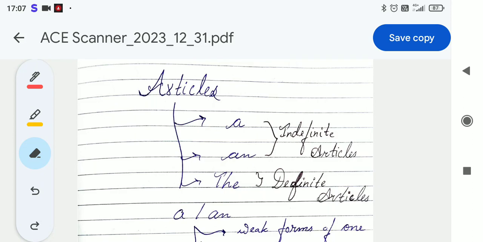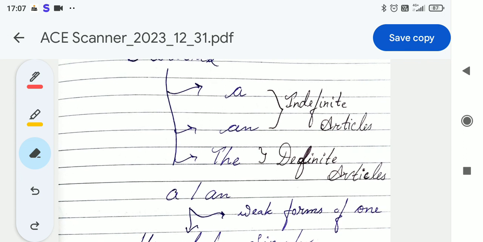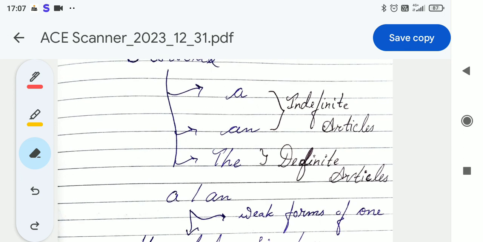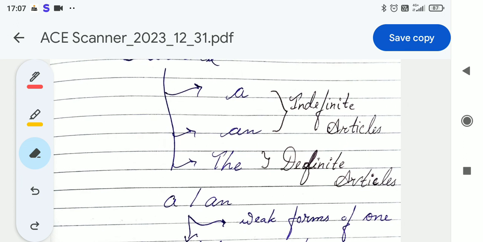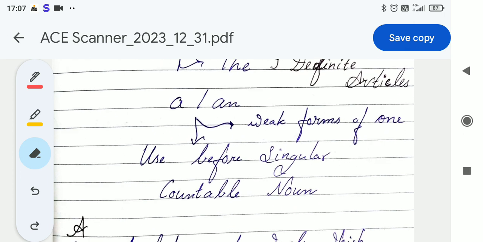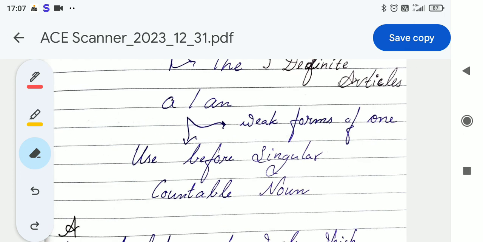I am going to teach you about the uses of articles. Articles means a, an, and the. A and an come under indefinite articles, and the comes under definite articles. A and an show weak forms of one. That means there is a person or a thing which is one. Before nouns, we use a and an, which show one in number.